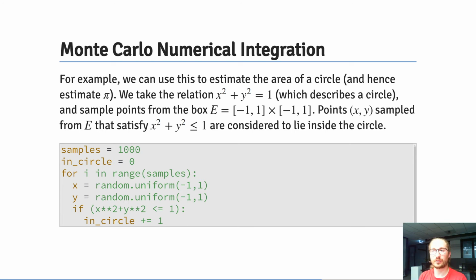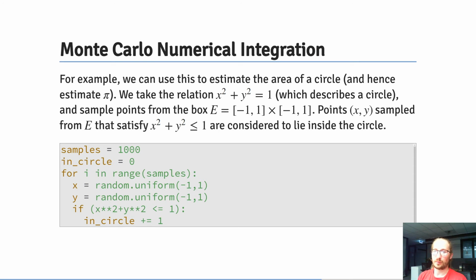So a circle is described by the relation x squared plus y squared is equal to 1. And we're going to sample points from the smallest box that the circle fits in. So that is a box that's like 2 units wide and 2 units tall. And the circle sort of fits perfectly in that box. We sample points randomly from the box, and if the points satisfy the constraint x squared plus y squared is less than or equal to 1, that means they're less than distance 1 away from the origin, and so they'll be lying in the circle.